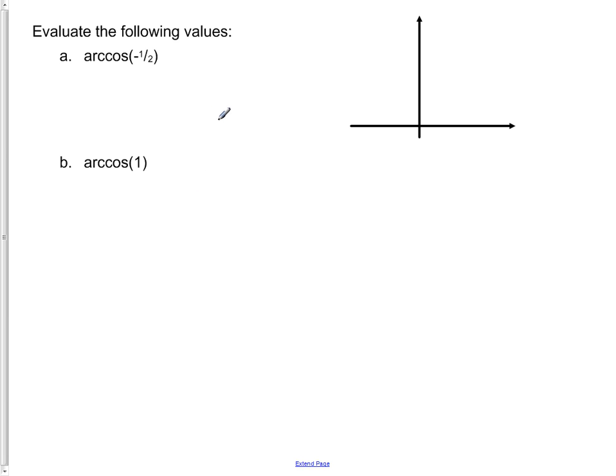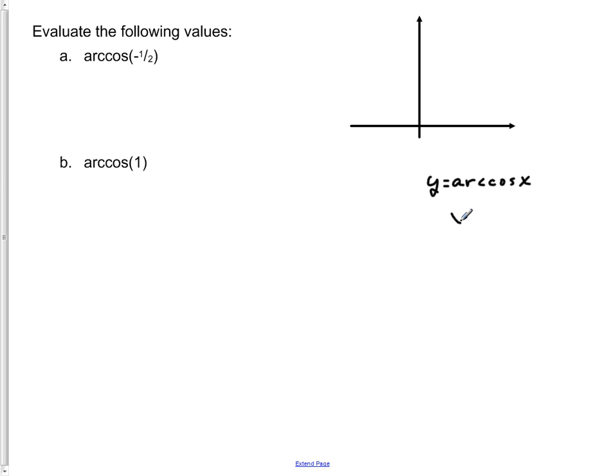Okay, so now let's talk about arccosine. When we're dealing with arccosine, by the definition, if we say y equals arccosine of some value x, x is the ratio whose cosine goes with an angle whose cosine is y. There we go. Okay, so what does that mean?